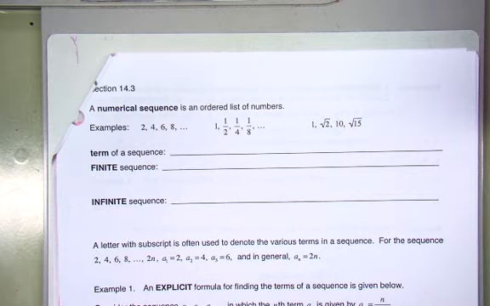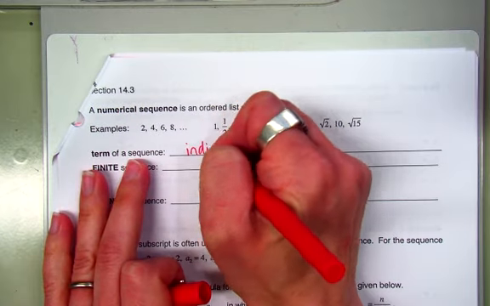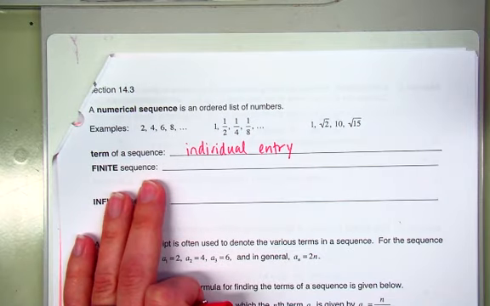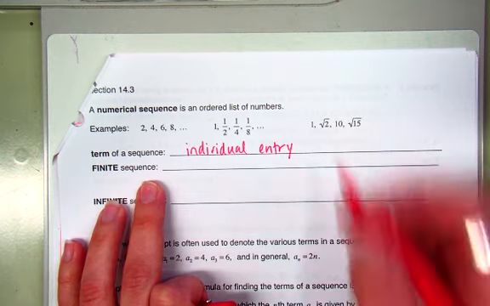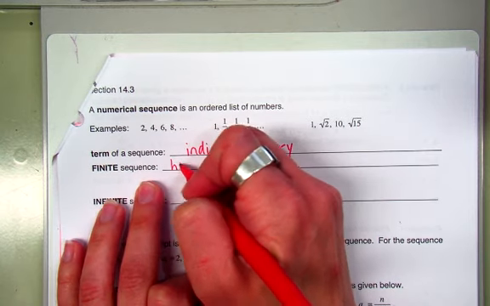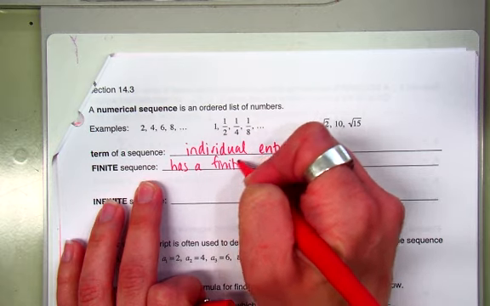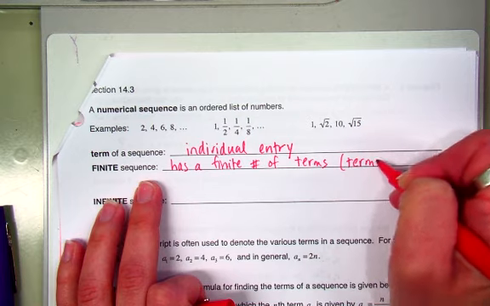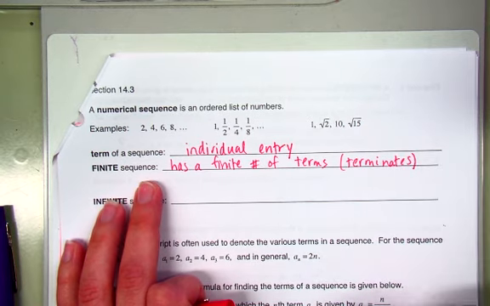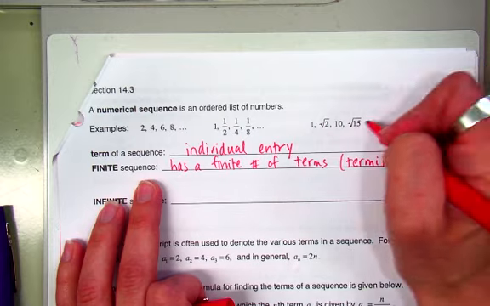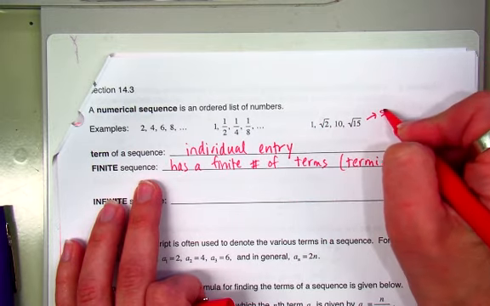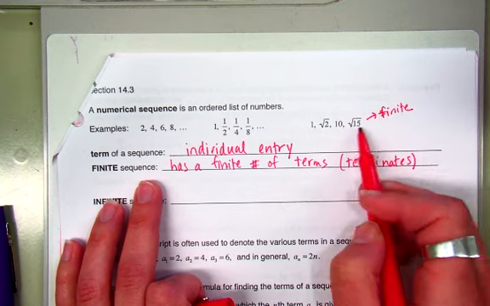The term of a sequence is just an individual entry. So the first term, the second term, the third term are just individual entries for each of those. A finite sequence is a sequence that has a finite number of terms. In other words, it terminates or it ends. It does not go on forever. It's finite. So for example, this sequence up here, 1, square root of 2, 10, square root of 15, this would be a finite sequence since it doesn't continue on forever.